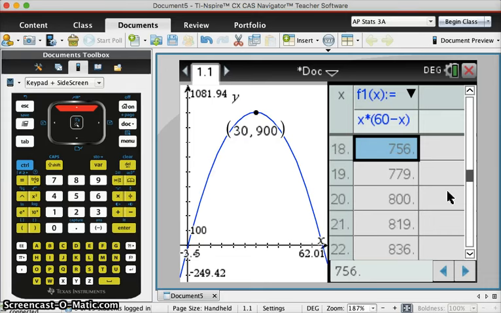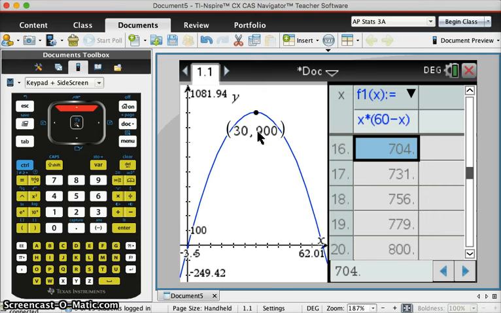Was it 16? Let me go back here. Yeah, so 16 and 44, and think about this. If x is 16, what's the other dimension? It would be 44 for this one, and guess what? If you put 44 here, this would be 16. So that describes the same shape, rectangular pen here. So it's going to be 44 by 16.